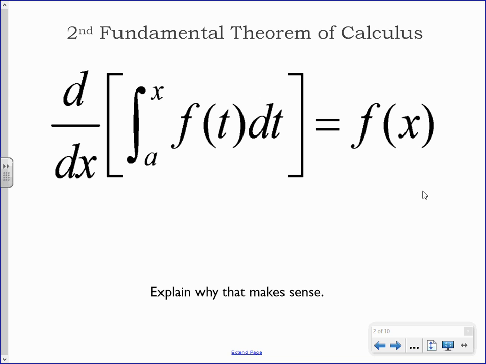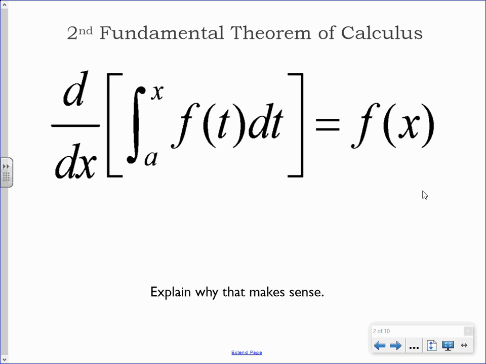Why is it just f of x? Why would taking the derivative of the antiderivative give us the function? They're undoing each other, right? The derivative of the antiderivative. They're going in different ways, so when you put it together, voila. Right? Now, please do not write this down. I am going to show you why this makes sense.